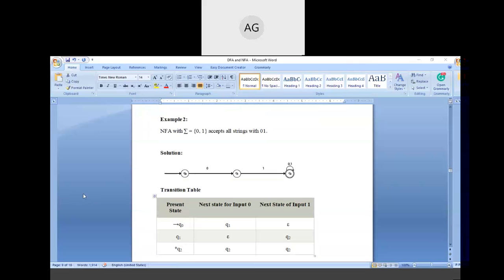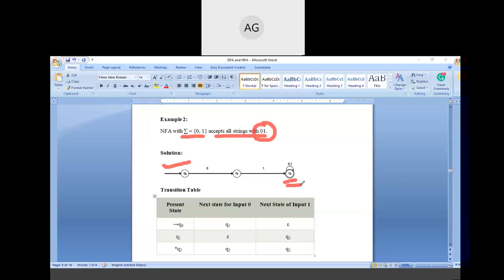Now let us discuss some other example. Now an NFA with input symbols 0, 1 accepts all strings with 01. So here as you can see the transition diagram is given. And here a condition is given that this NFA accepts all strings with 01. It means that the accepting state will always be filled with this 01.